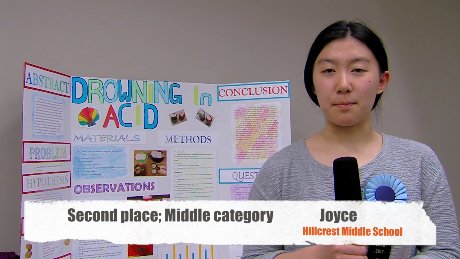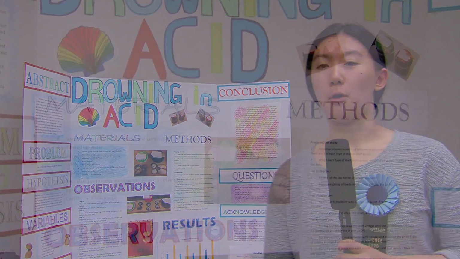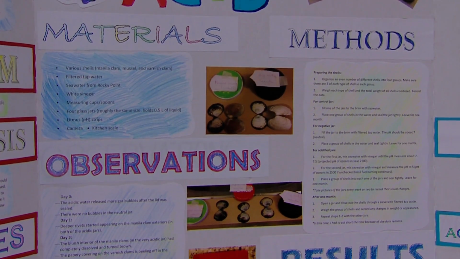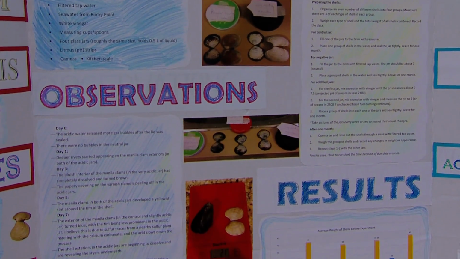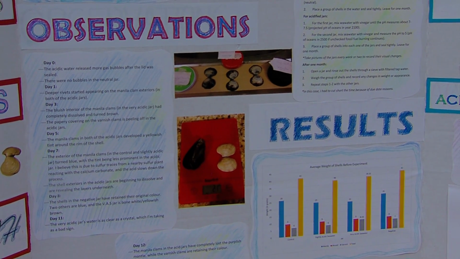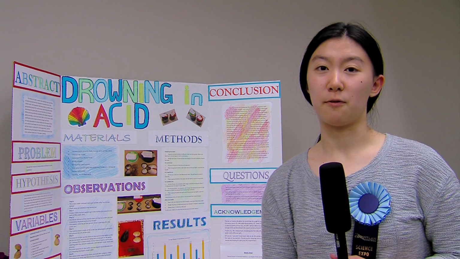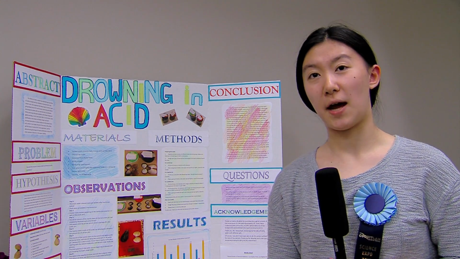So my project is about ocean acidification and how it affects marine life. So ocean acidification is a byproduct of climate change. So when carbon dioxide is released into the atmosphere, some of it goes into global warming, and some of it is actually dissolved into the oceans, and the oceans convert that carbon dioxide into acid.